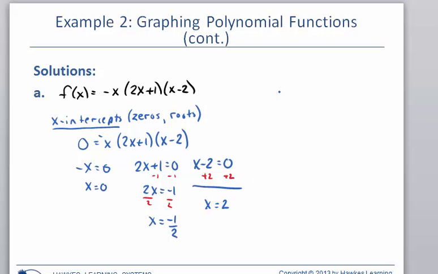So for our x-intercepts, we have x is equal to 0, x is equal to negative 1/2, x is equal to 2, and remember that on all of these, the y value is equal to 0. We are also asked to find the y-intercept.